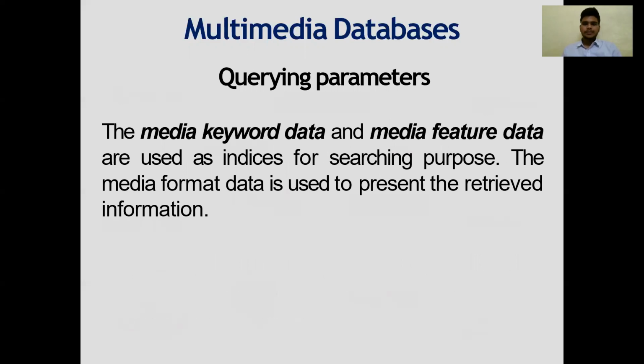Varying parameters. The media keyword data and media feature data are used as indices for searching purposes. The media format data is used to present the retrieved information. It is used to retrieve the information that is being used in the media keyword data and media feature data.